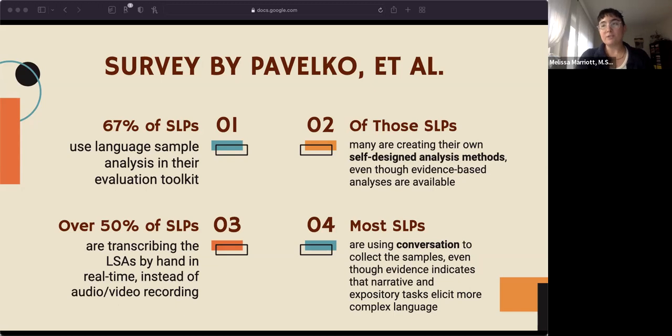And then most SLPs are using conversation to collect their language samples, and there are several other more evidence-based practices to elicit more complex language. So conversational language samples are really excellent for certain things. They are not necessarily the solution to elicit the most complex language.